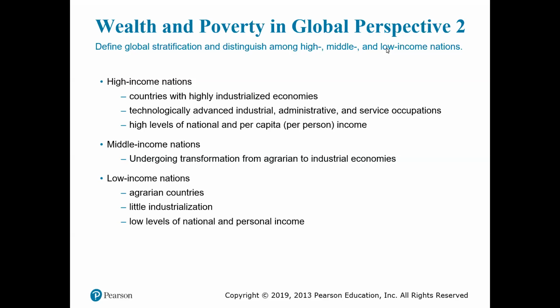Middle income nations are undergoing transformation from primarily agrarian to industrial economies and have many people who work the land. The national and per capita incomes remain relatively low. These countries would include Colombia, Panama, and Romania. Low-income nations are primarily agrarian and have little industrialization and low levels of national and personal income. These would include countries like Rwanda, Cambodia, Bangladesh, and Nicaragua.